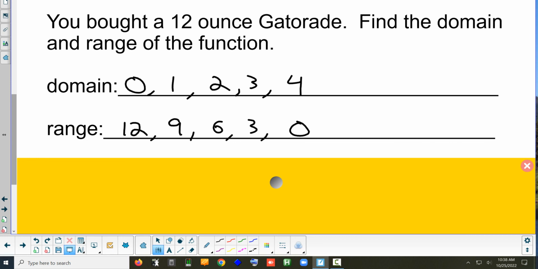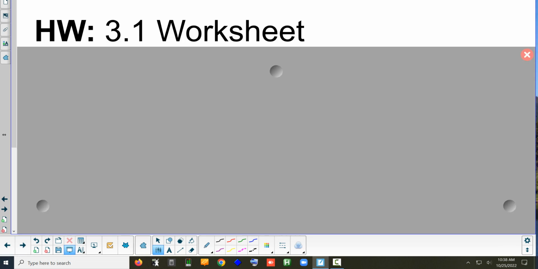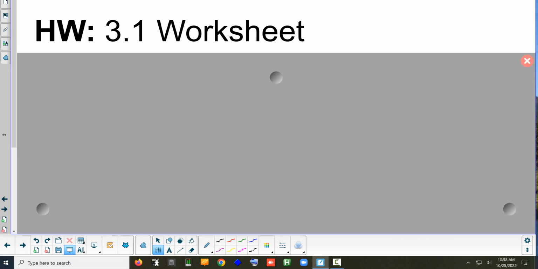I think you guys will have one similar to that in the homework. If we need to go through another one tomorrow, we can do the one that's in the homework. Okay, so worksheet on 3.1, and that is on Schoology.